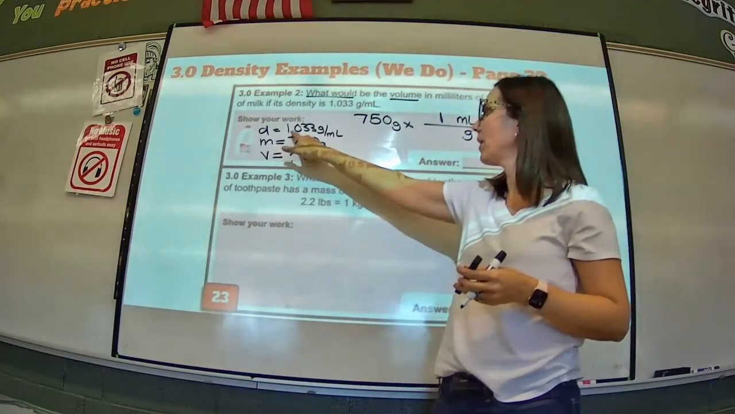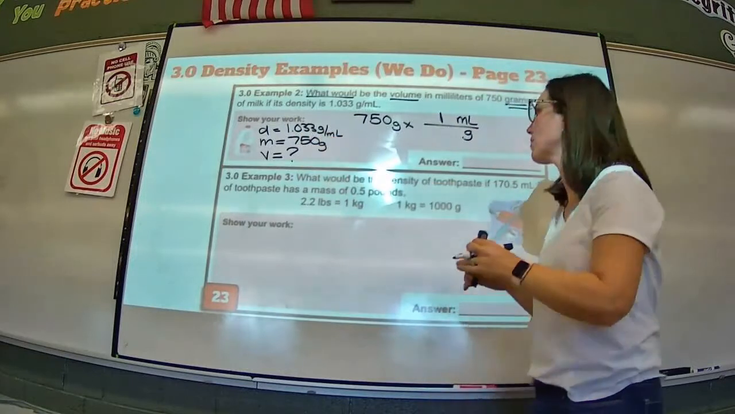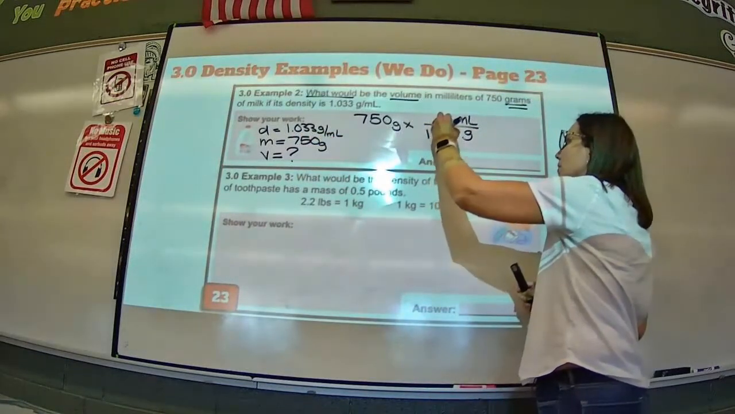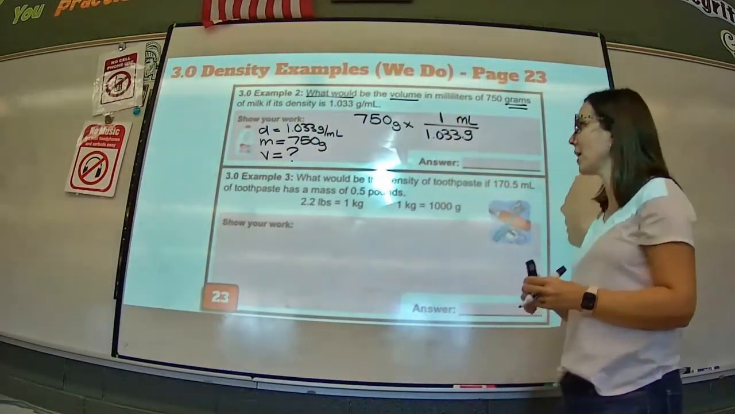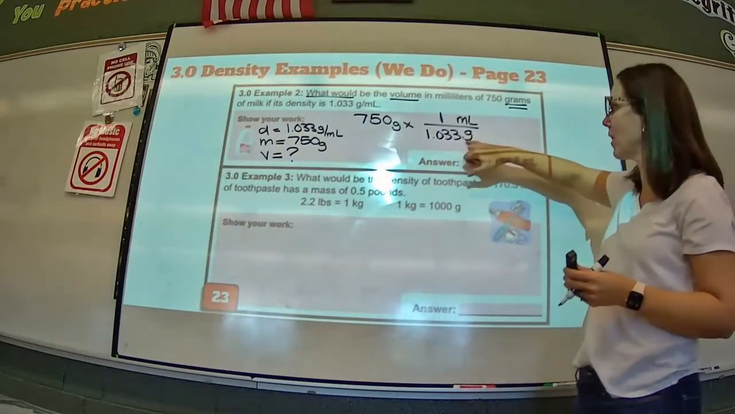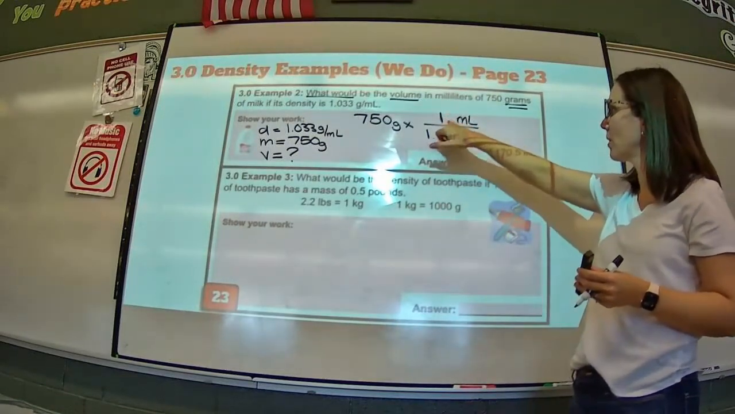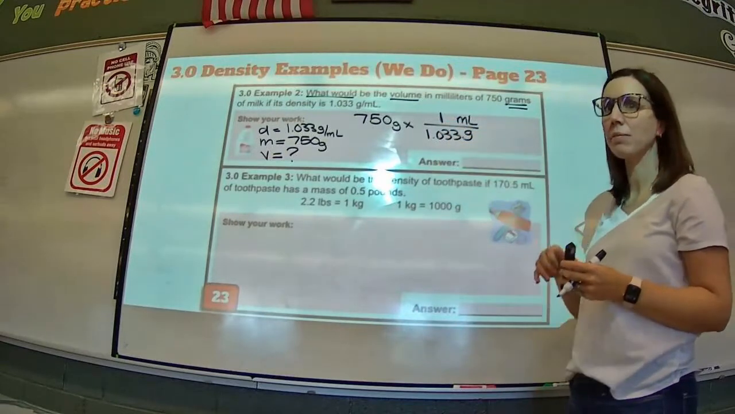So 1.033 grams. I'm going to put that 1.033 next to grams. So this is my density. Do you guys see that? Grams. So 1 milliliter over this many grams.